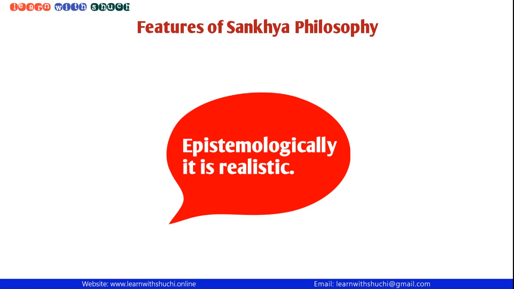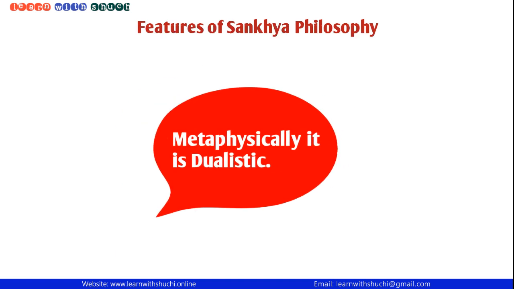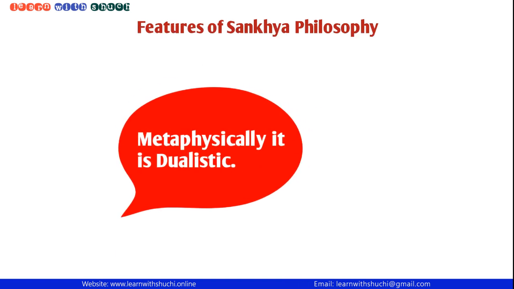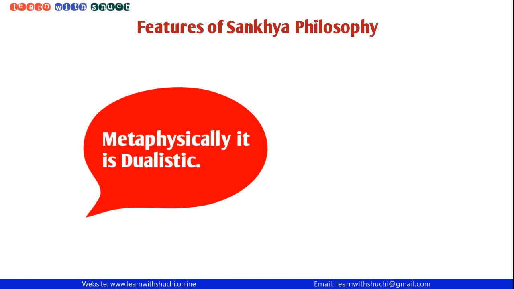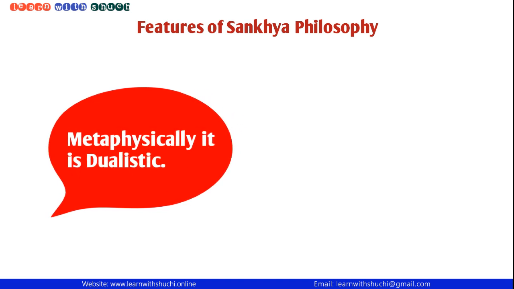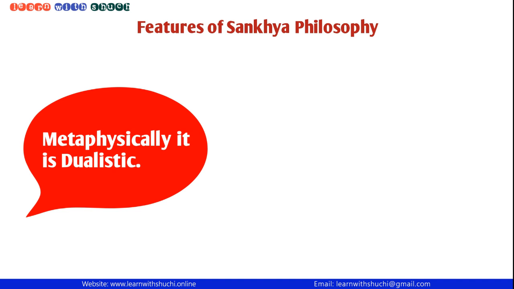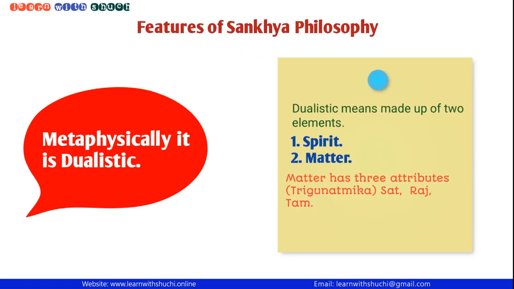Epistemologically, Sankhya philosophy is realistic. Metaphysically, it is dualistic. That is, the whole universe is made up of two elements. These two elements are spirit and matter. Spirit is also known as Purush and matter is also known as prakriti. Both spirit and matter are infinite and eternal.